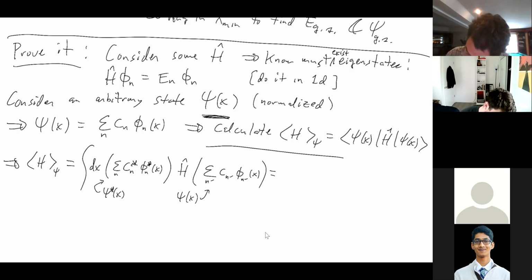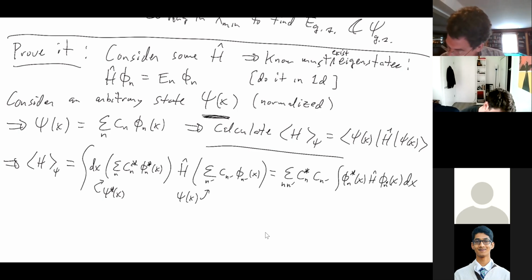Now let's just rearrange stuff. I can pull the sum out, and so I have a sum over n and n prime. And then I can pull these coefficients out. They're just constants: C_n star, the complex conjugate of C sub n, times C sub n prime. And now I have this integral of phi_n star of x, H, phi_n prime of x, dx.